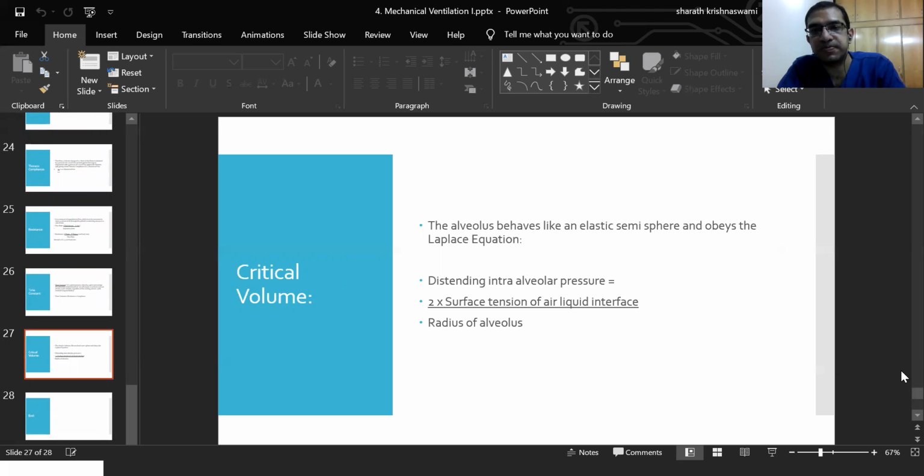What is critical volume? So the alveoli are tiny sacs which are present inside the lungs. This behaves as an elastic semisphere and obeys the physics of an equation known as the Laplace equation. Here, the distending intra-alveolar pressure is given by the equation 2 into the surface tension of the air-liquid interface divided by the radius of the alveolus.